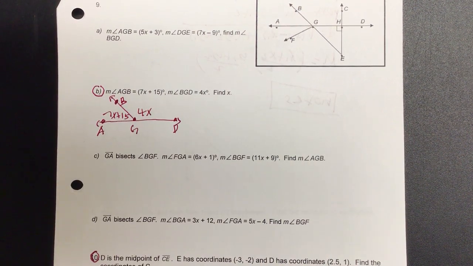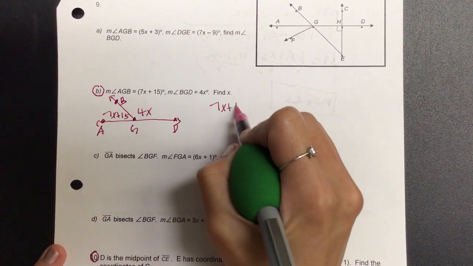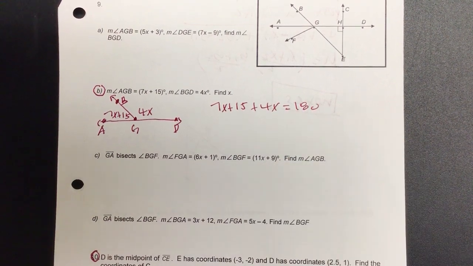Do I set them equal to each other? Yeah. Wait, you look. Plus them equals, plus them and then 180. Very good. So we have 7x plus 15 plus 4x must be 180. Let's go ahead and solve for x. Do your algebra 1.